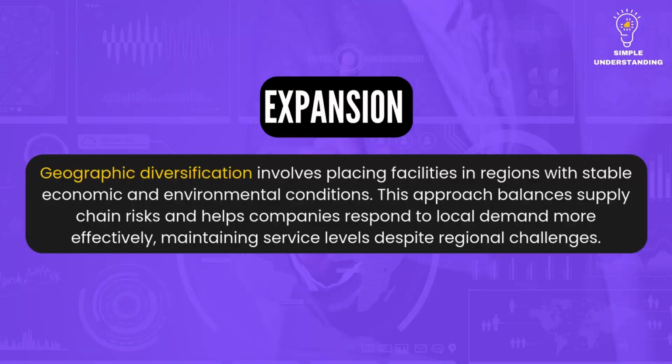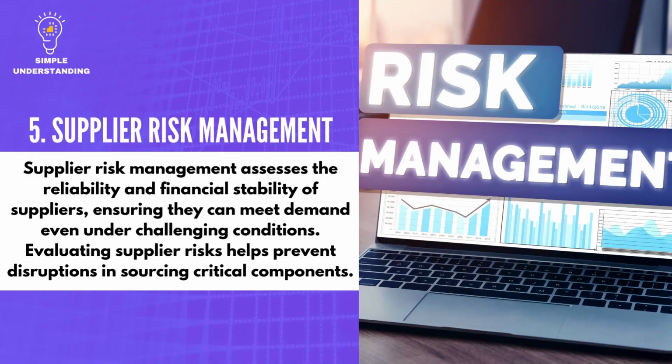Expansion. Geographic diversification involves placing facilities in regions with stable economic and environmental conditions. This approach balances supply chain risks and helps companies respond to local demand more effectively, maintaining service levels despite regional challenges. 5. Supplier risk management.